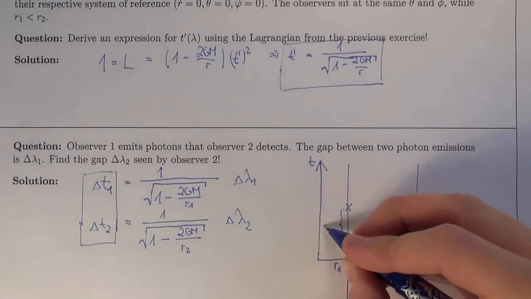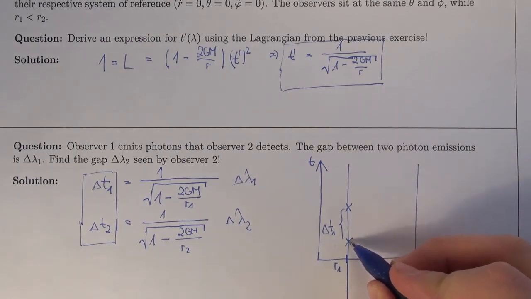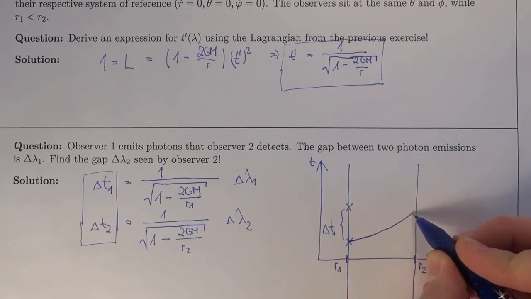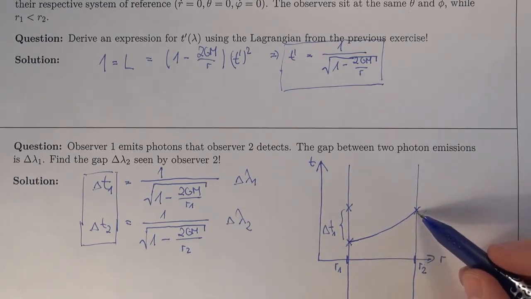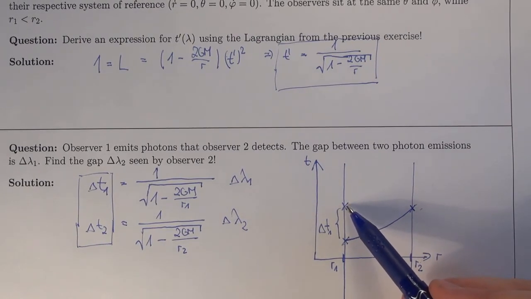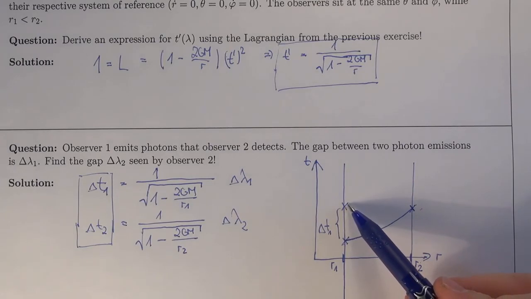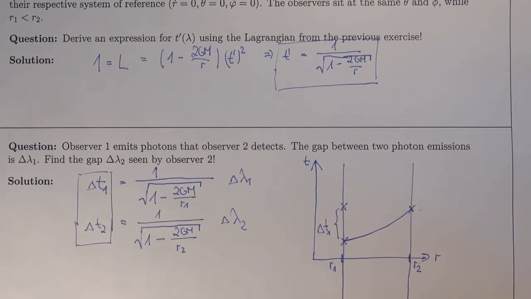So this is delta T1. And now we see this goes some way, for example this way, all the way here, where observer 2 detects this photon. And now we wonder, how does the world line of the photon look if it is emitted up here? And now we use our knowledge from the first exercise.